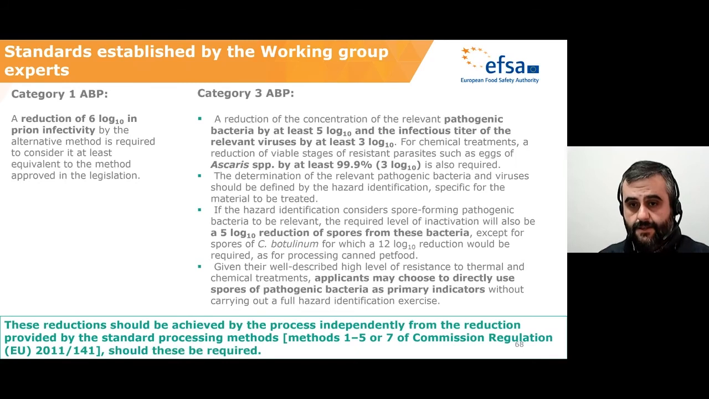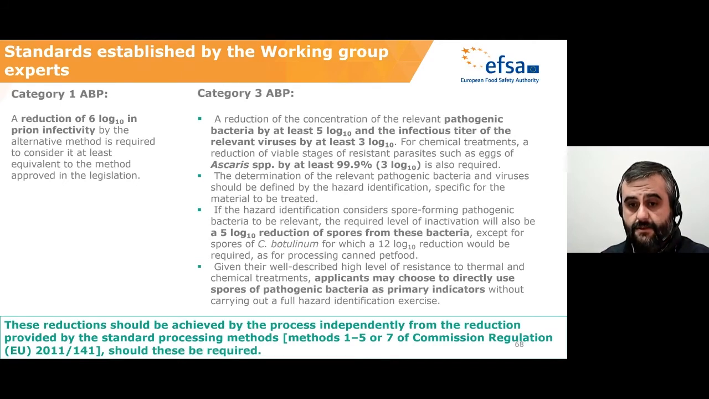So as you see, for category 3, the decision tree or the way to decide what is the relevant hazard and what level of reduction to prove is a bit more complex than for category 1. That is very straightforward, just prions and just 6 logs. Here it is a bit more complex.